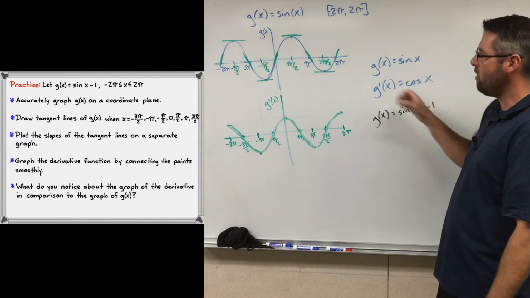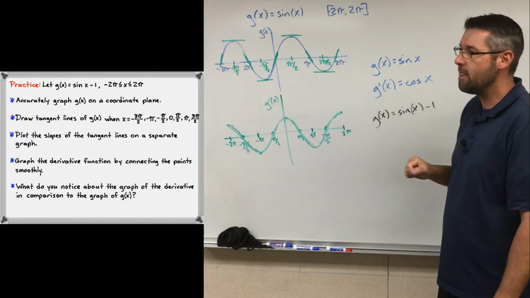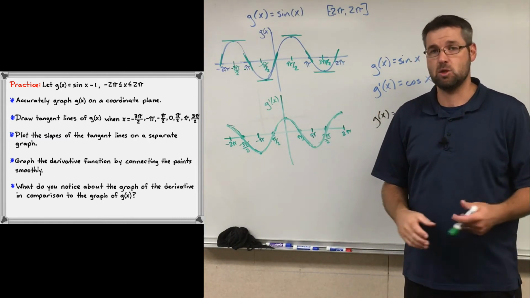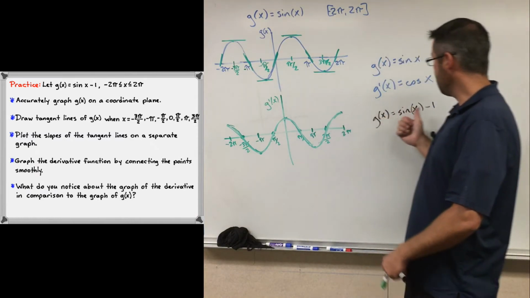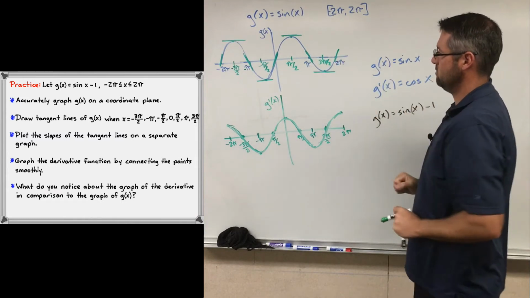The minus 1, all that does is it shifts everything down 1 unit, okay? But what does it do to the derivative? It doesn't do anything to the derivative. Why is that? Because this minus 1 just shifts things down.